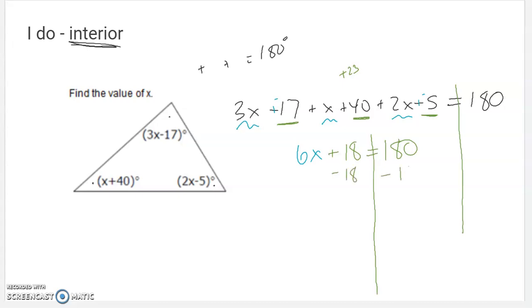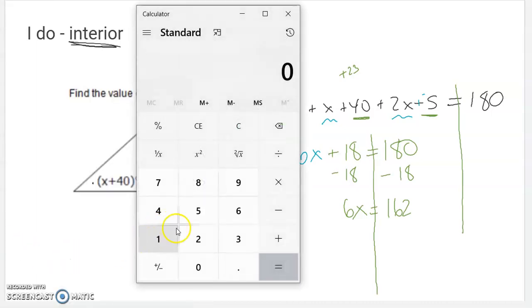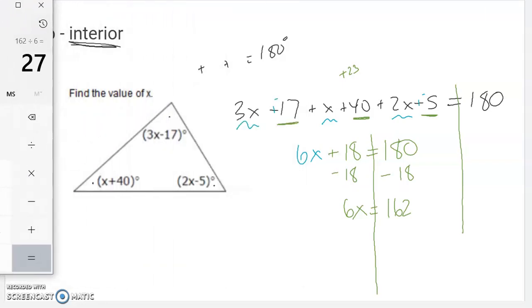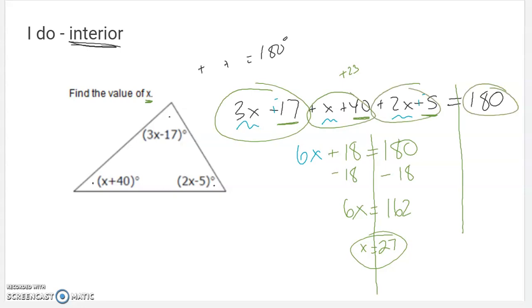Minus 18. That is 162 equals 6x. And this one I'm going to calculate. 162 divided by 6 is 27. So x equals 27. Now, note that does not mean I have any 27-degree angles, but I wasn't asked for any of the angles. Sometimes I am. I was just asked for x. So that's an interior angles problem. They usually involve taking your three angles, adding them up to 180.